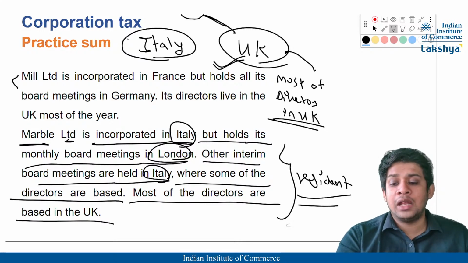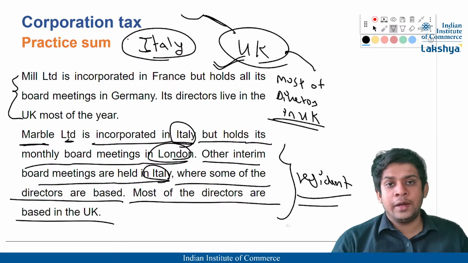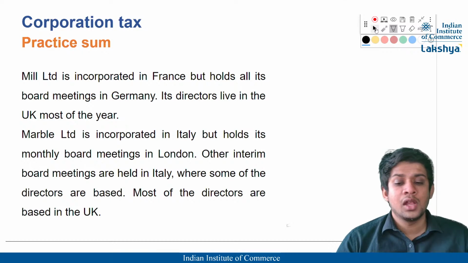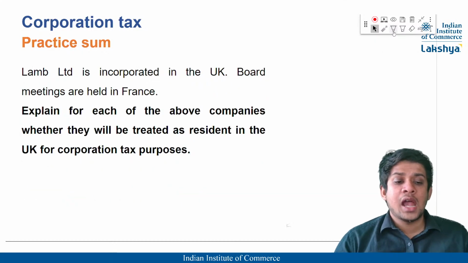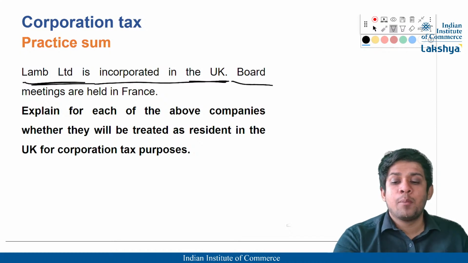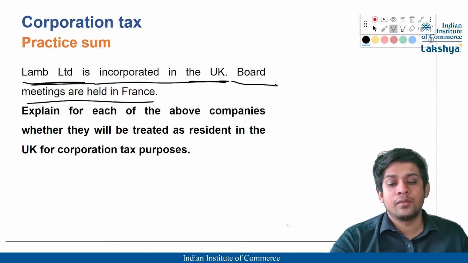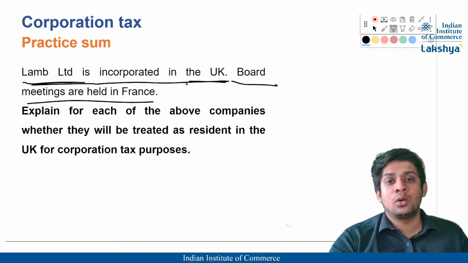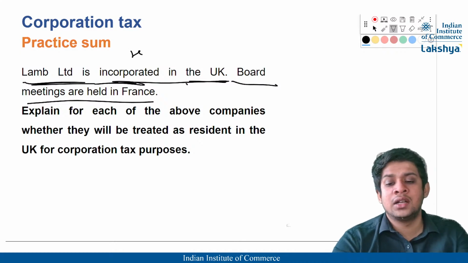The previous company was not a resident, guys, because it was not incorporated in the UK, neither was it centrally controlled and managed in the UK. The second one is going to be a resident. And the third one, Lamb Limited, is incorporated in the UK. Board meetings are held in France. So it is incorporated in the UK. It does not matter whether it is centrally managed and controlled in the UK or elsewhere. If it's incorporated directly, it will be considered as a resident in the UK.